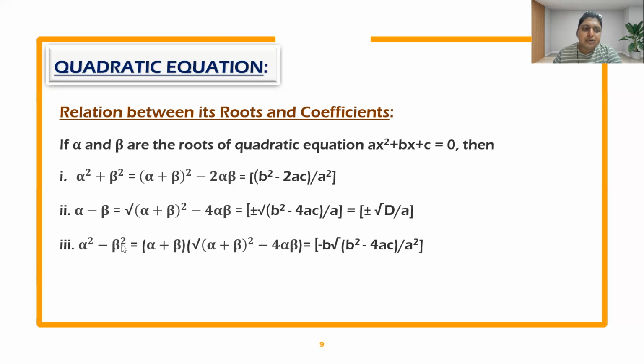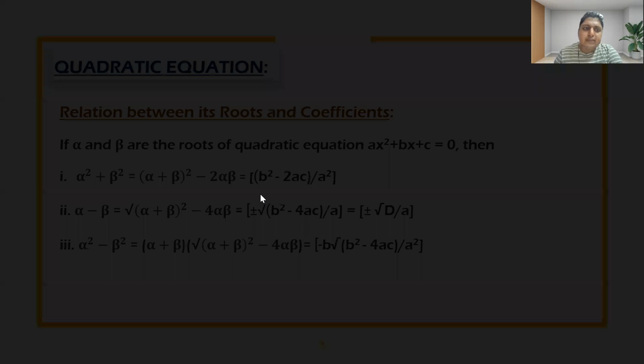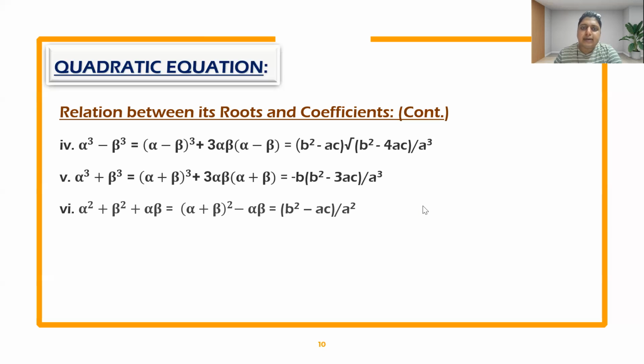So these are some values. Alpha square minus beta square is a square minus b square, and it has value alpha plus beta and alpha minus beta. These are some values that we have to learn directly as a formula that will help in solving problems in very less time.